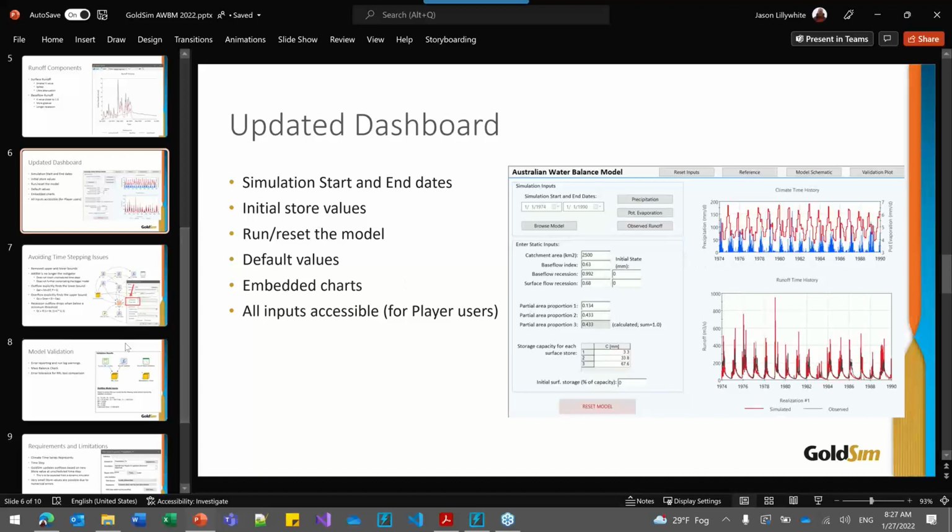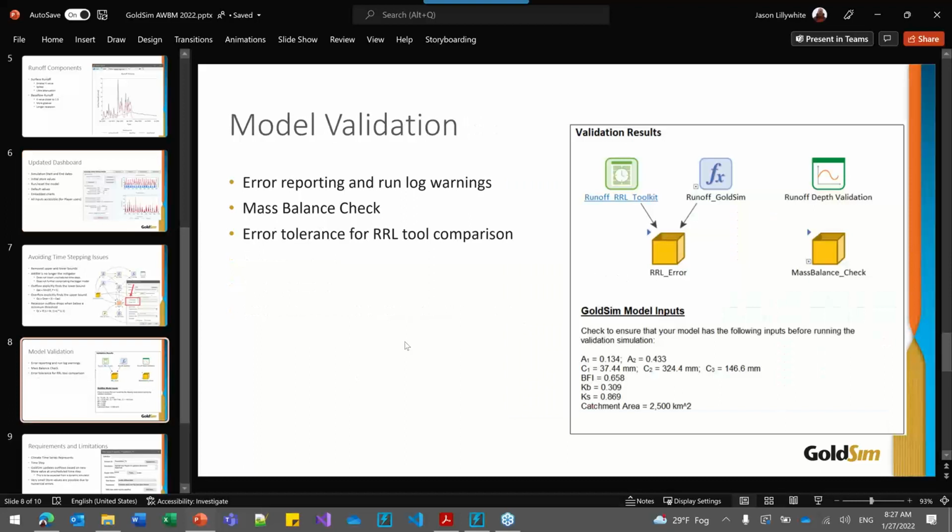So that leads to another topic of how we have added some validation to the model. The validation that we added to the model does 2 things. One, it checks to make sure that the GoldSim output matches the output of another tool that we looked at. And by the way, yesterday it was brought to my attention that some of these values that are shown here on this slide need to be updated. The K values are not correct there.